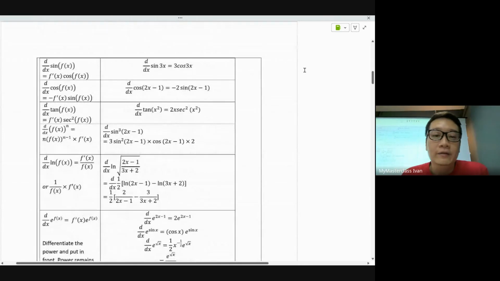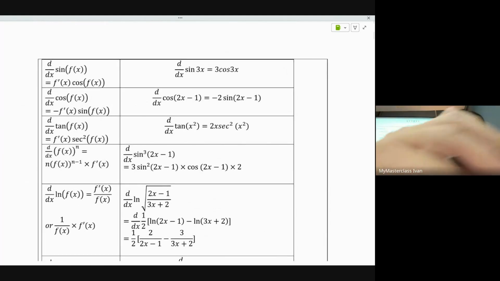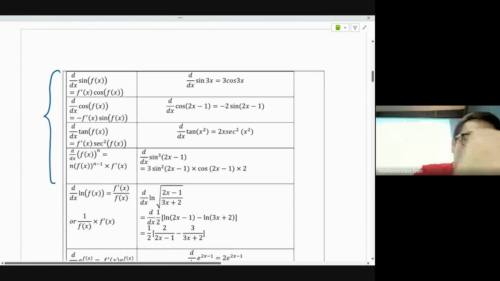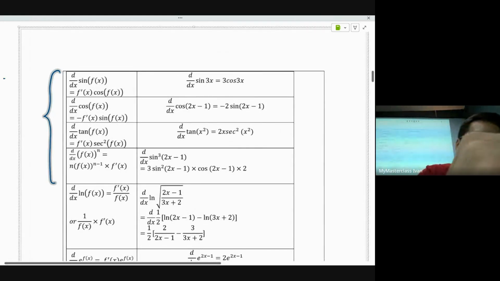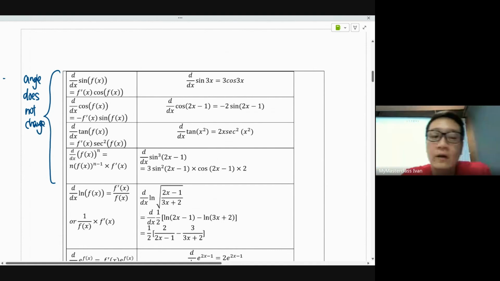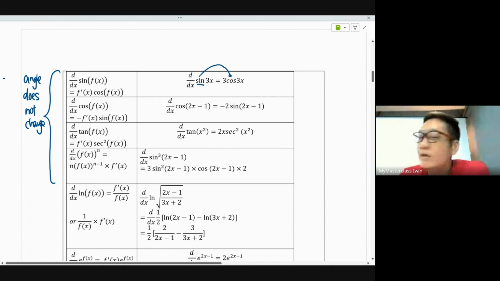Now, last time in O levels, when we differentiate trigo, the angle does not change. Mr. Ivan always says this. Angle does not change. Differentiate sine of f(x) equals f prime x cosine of f(x). So number one, you must remember, differentiate sine becomes cosine. Understand? The angle doesn't change.